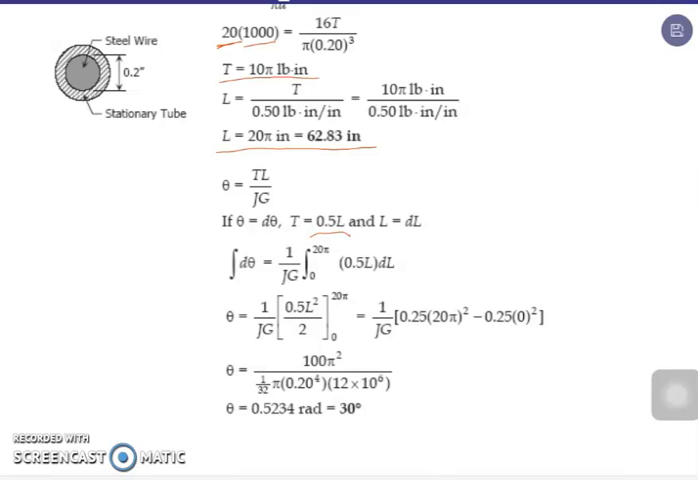If we apply the power formula for integration, we have the result, and you simply subtract the upper limit minus the lower limit, so it gives us this equation. If we simplify further, we have the value for theta, which is 0.5234 radian, or equal to 30 degrees.